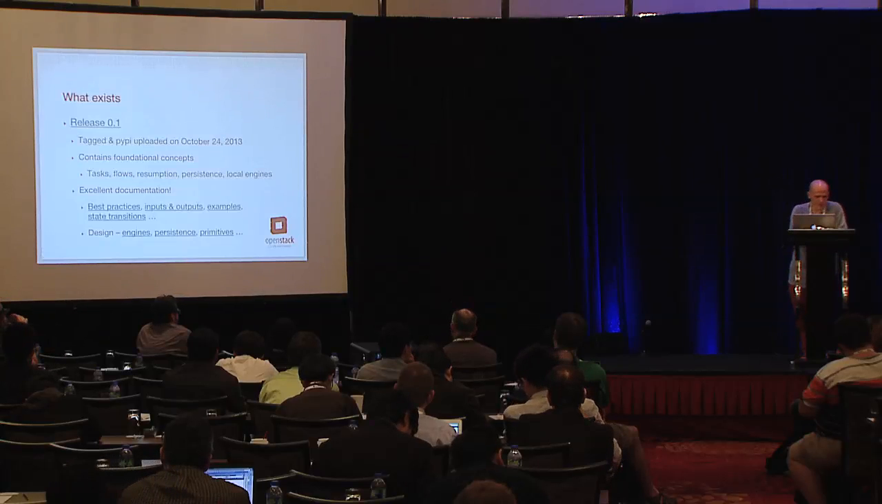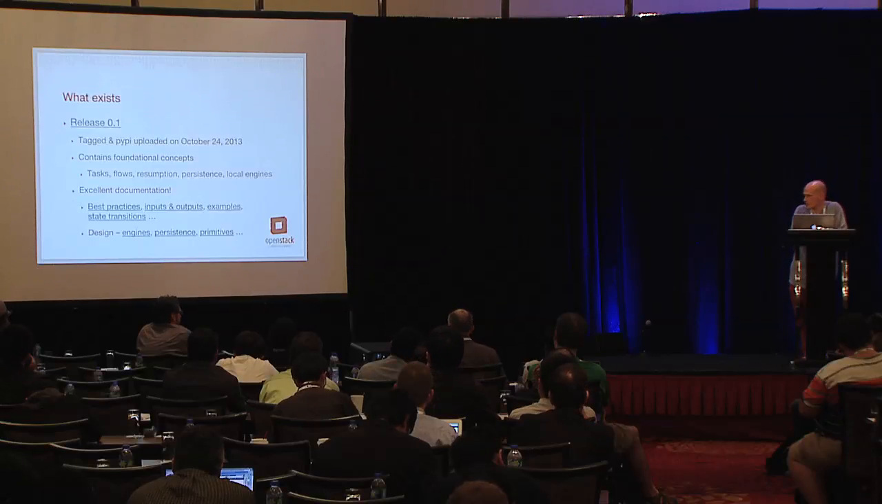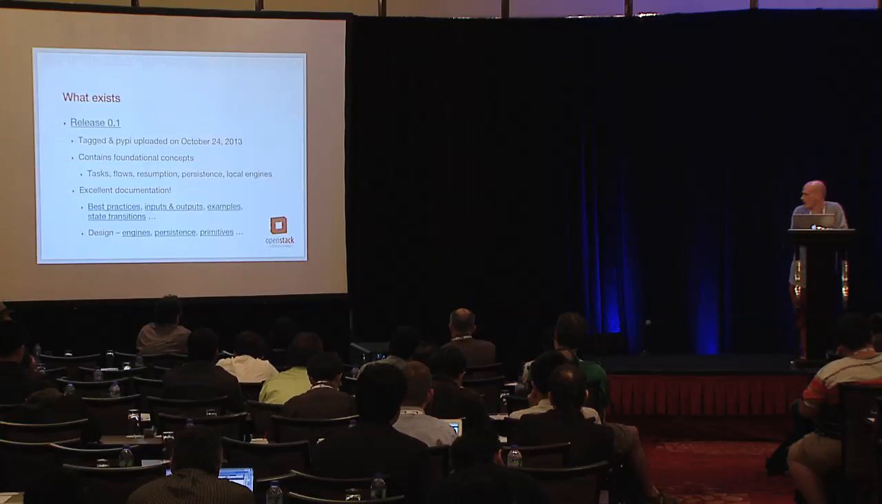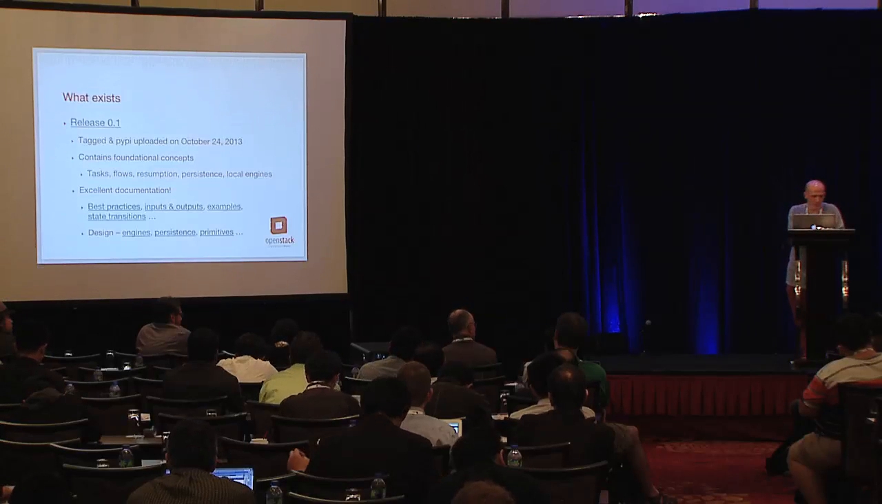I'm pretty proud that we've tried to make it really well documented: how to use it, some examples, the state transitions. These are pretty basic concepts that, if they're not well understood, make it really hard to use. So I made sure that these are all in the wiki. I think wiki.openstack.org/taskflow is one way to get there, but once we release these slides, you can click on those links too.